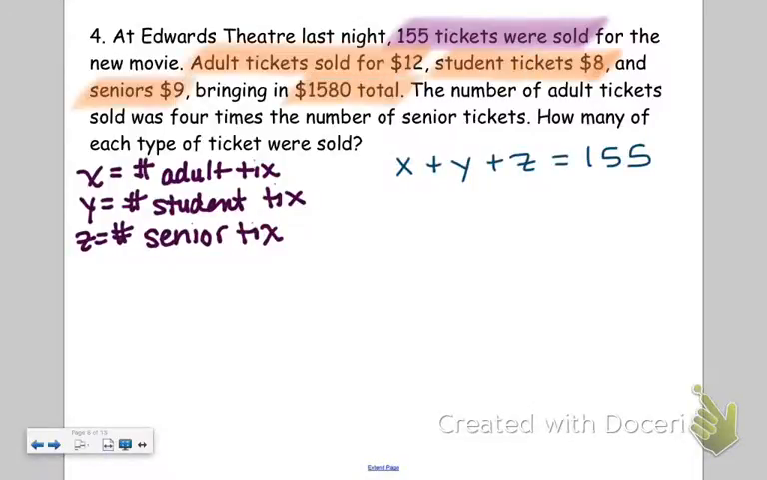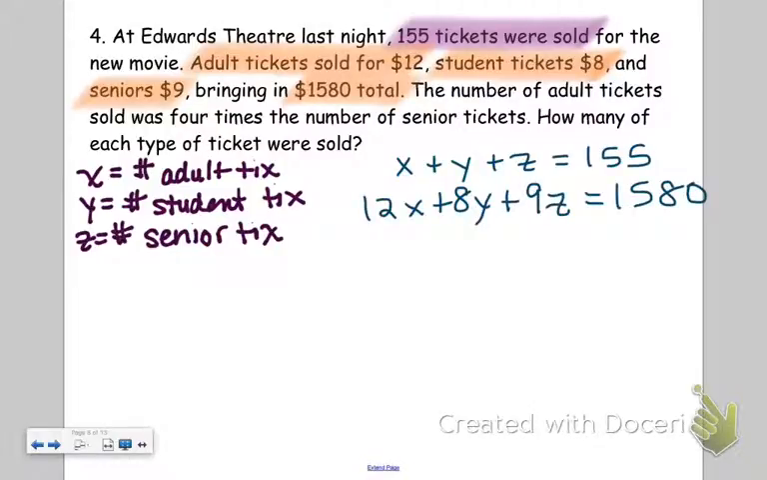Next, we're going to look at price. Adult tickets sold for 12, student tickets 8, seniors 9. So we'll multiply the price times the amount and add them up for each individual ticket, and then it's going to total that $15.80 revenue. So price times amount, 12 times X. Our last one says the number of adult tickets sold was 4 times the number of senior tickets. So we're taking the senior tickets, which is Z, multiplying it by 4, and that's equal to our adult tickets, which is X.